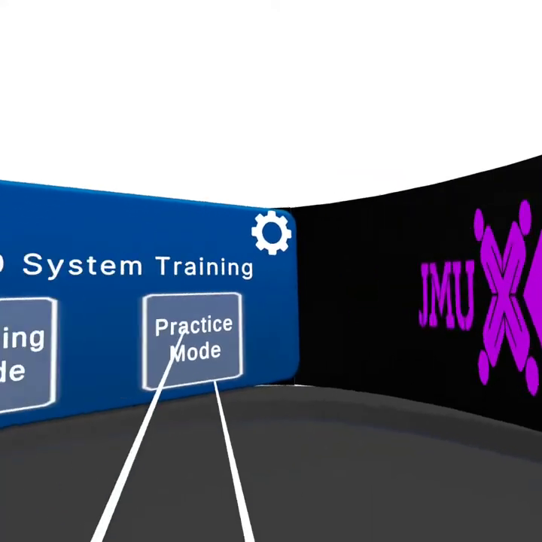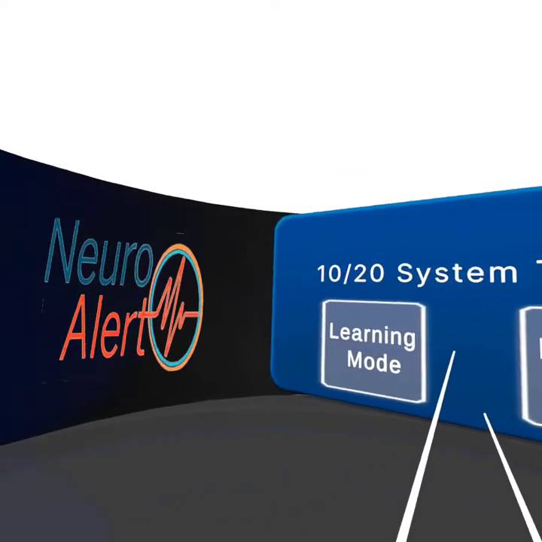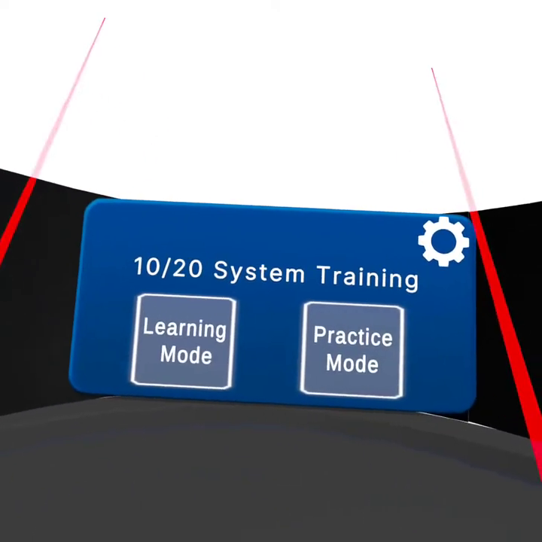So there you have it. That's the 1020 system training for Neuroalert by JMU X Labs done in virtual reality.